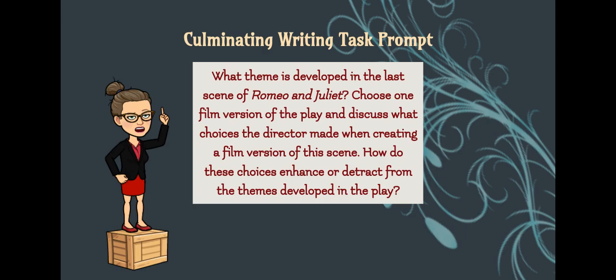Before we get started with this lesson, let's look at our culminating writing task prompt. What theme is developed in the last scene of Romeo and Juliet? Choose one film version of the play and discuss what choices the director made when creating a film version of this scene. How did these choices enhance or detract from the themes developed in the play?